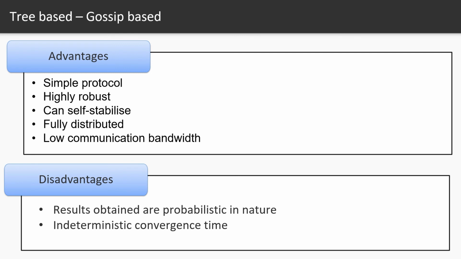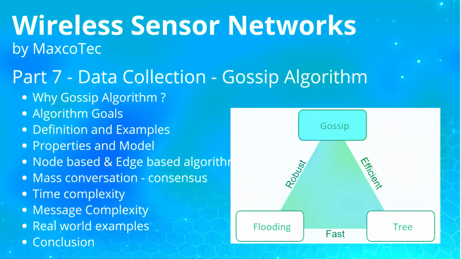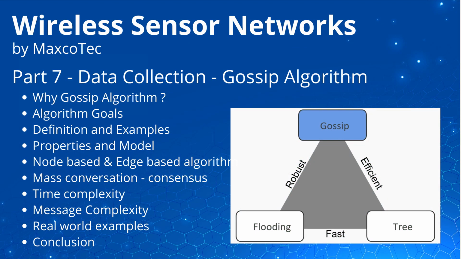Some of the disadvantages, as you can imagine, are that when a rumor is spread across multiple people, the original message of the rumor doesn't stay the same. So the final results obtained are probabilistic in nature. It is ideal to use this algorithm in really large wireless sensor networks to obtain a high probability of accurate results. So with that, we have completed all three types of data collection algorithms: flooding, tree-based, as well as the gossip algorithm.